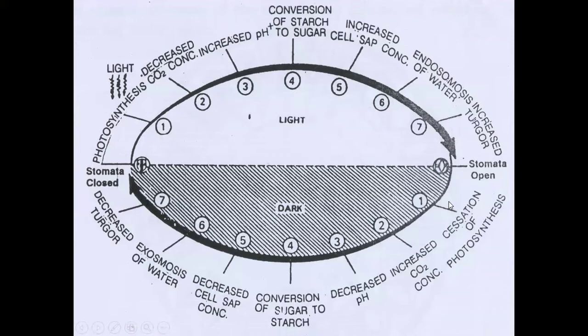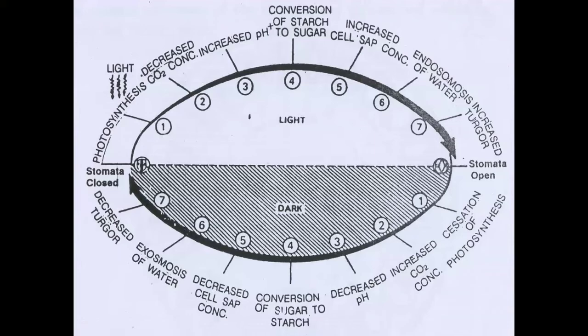But at night, or in the dark period, when there is an absence of light, there is a decrease in the rate of photosynthesis and an increase in the concentration of carbon dioxide, because the maximum carbon dioxide enters the plant cell during the night. So there is an increase in the concentration of carbon dioxide. Then there is a decrease in pH. Why is there a decrease in pH?